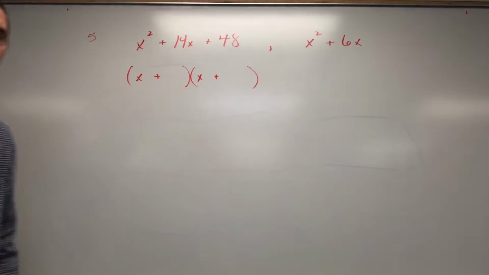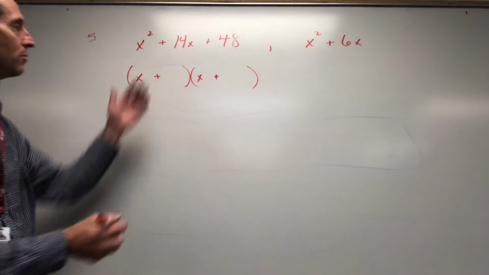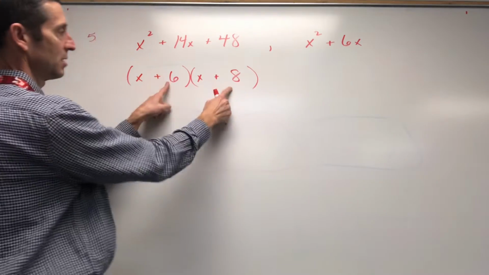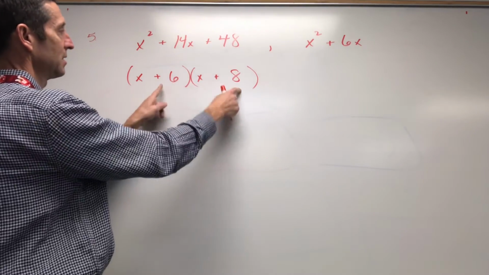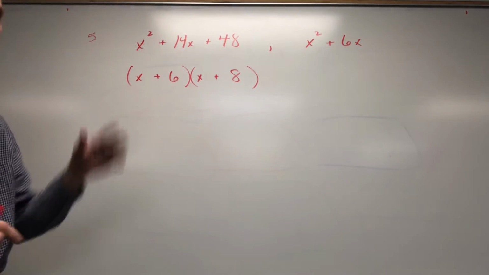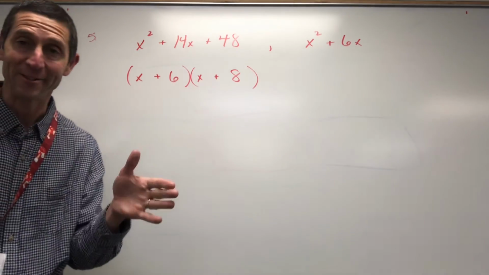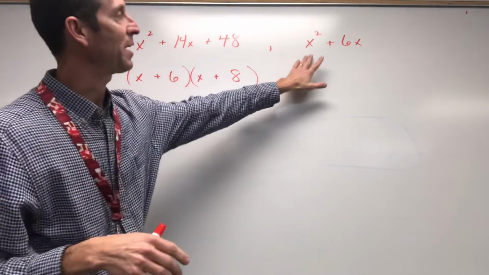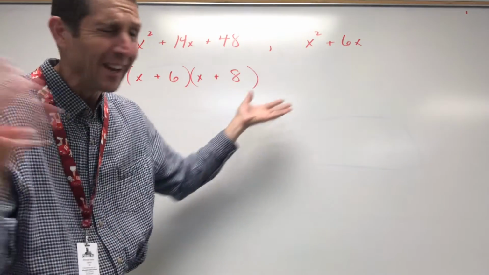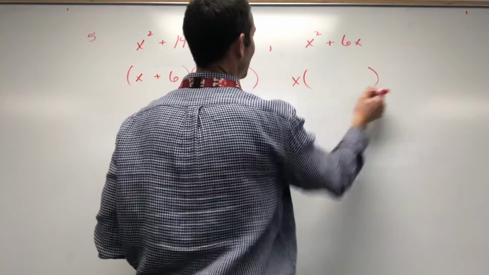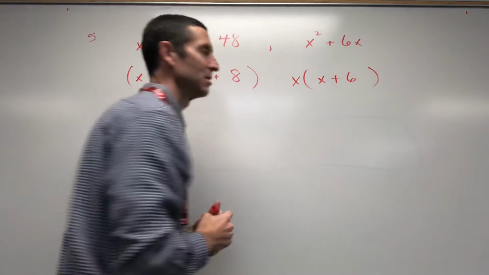So to get 48, you're thinking 6 times 8. Oh, that adds to be 14. So 6 times 8 gives you the 48, 6 plus 8 gives you the 14. You've got it factored. Love factoring the trinomials. Not much to factor out on this one. Take an x out. x plus 6, that's all you got right there.